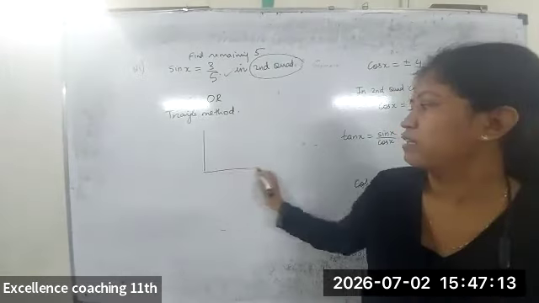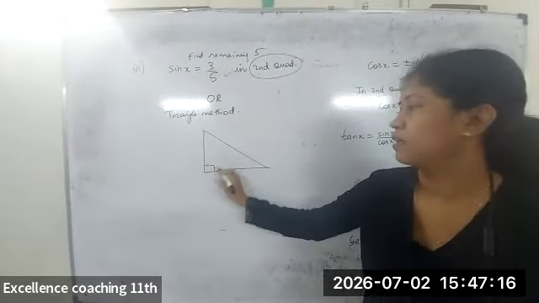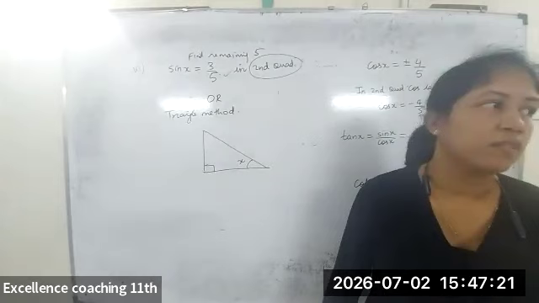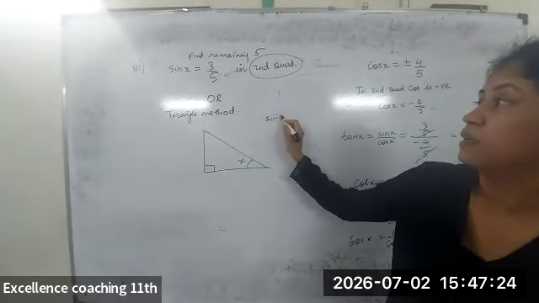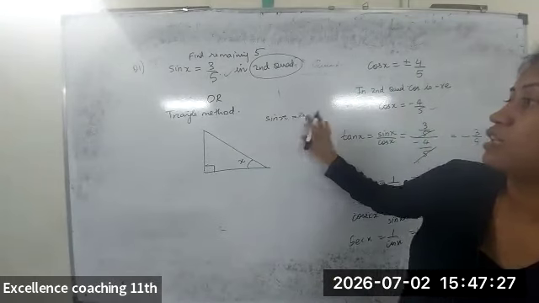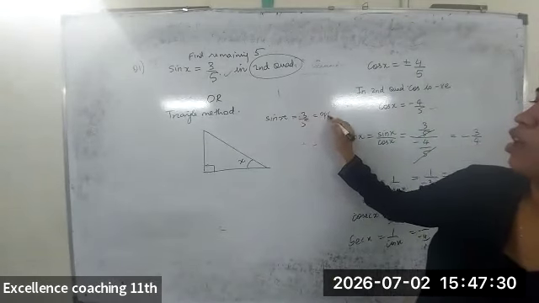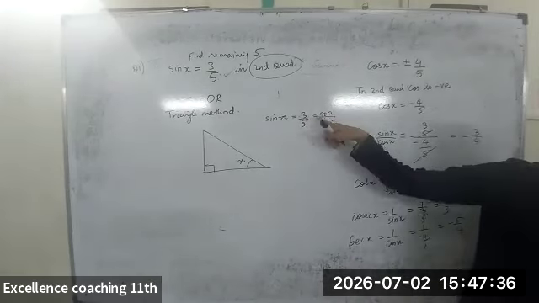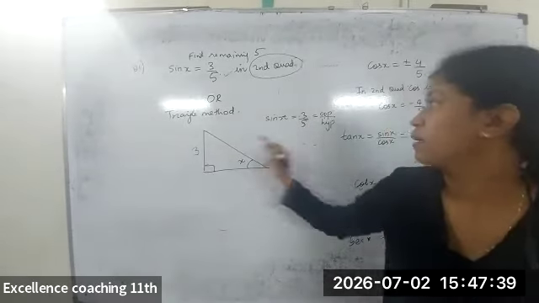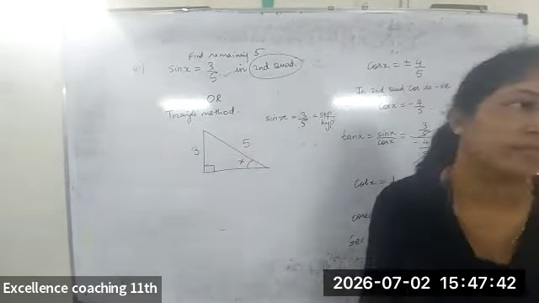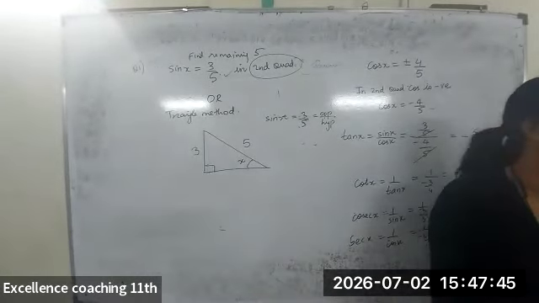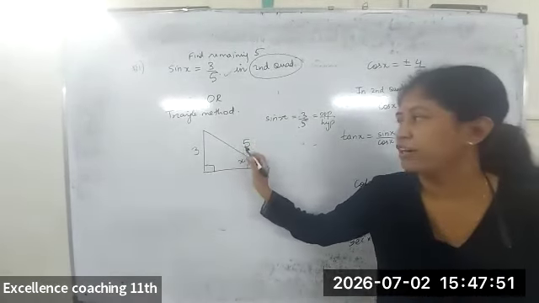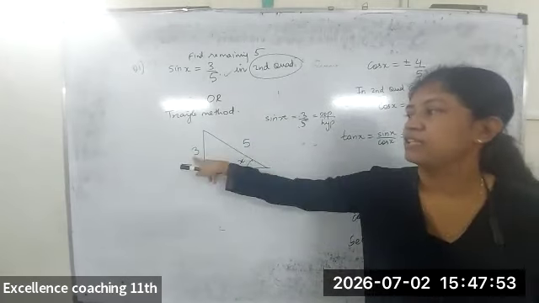So draw one right angle triangle. Now x you have to put. Sine x means how much? 3 by 5. So sine x is the same as what? Opposite upon hypotenuse. So put the opposite side as 3 and the hypotenuse as 5. Now we have to find the missing side. If you already know which triangle it is, it is always 3, 4 and 5. If you don't know also, you can find out. Now this is always the hypotenuse and these are the smaller sides.